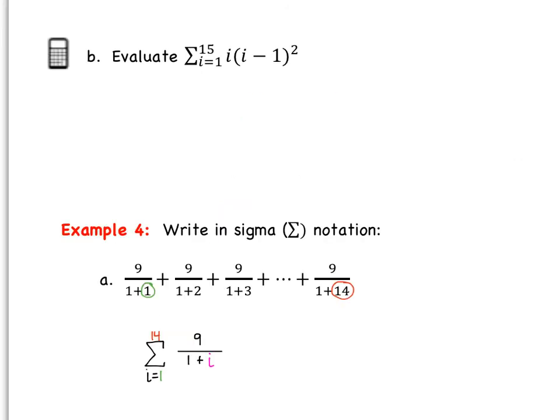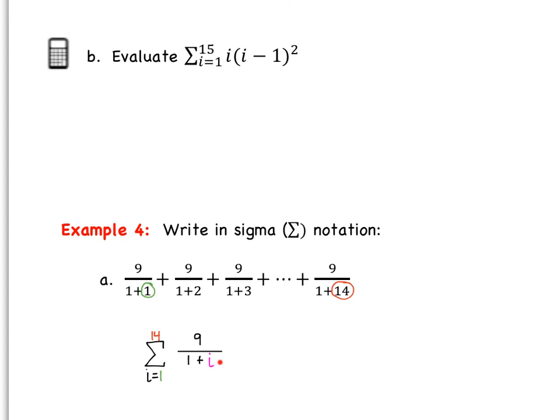Now we're going to get some practice actually writing in sigma or summation notation. So if we were to look at these first terms of this summation, what I look at is what's the same and what's different. I should notice that each term has a 9. So in my summation, my numerator is going to be a 9. I also notice that I have a 1 plus in each of my terms in the denominator. So my denominator is going to have a 1 plus. But what's changing? Well, it's the second value in my denominator, and I notice it's going up by 1 all the way until I get to 14.